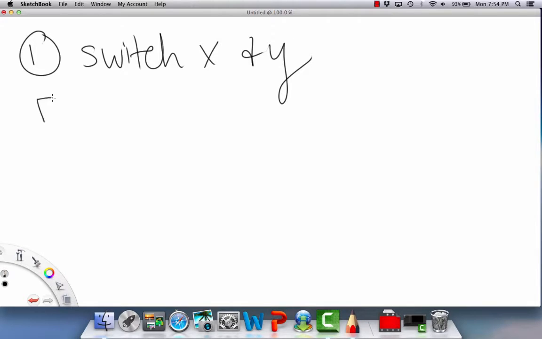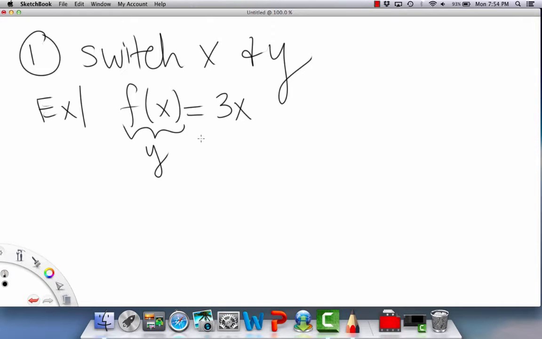So, example, let's say we're given f of x equals 3x. We'll just do something simple for demonstrative purposes. So f of x is kind of like the same thing as y, right? So we have y equals 3x.